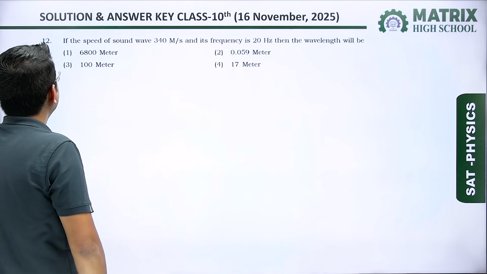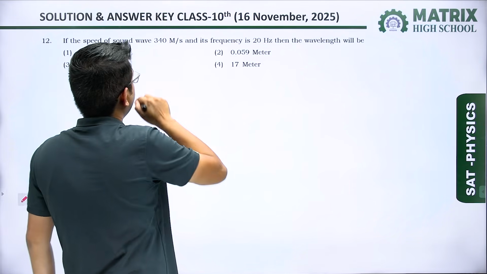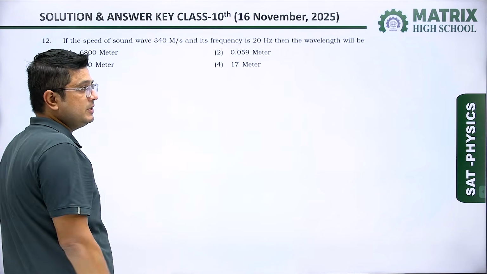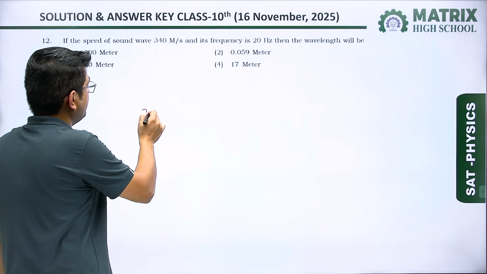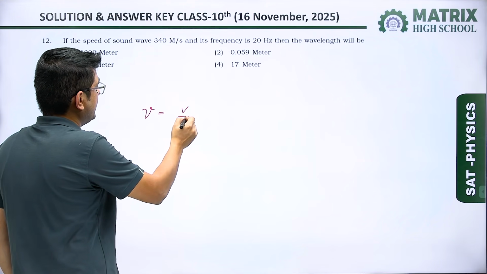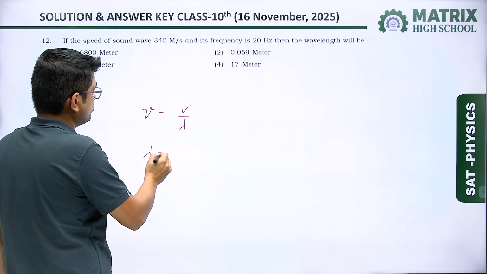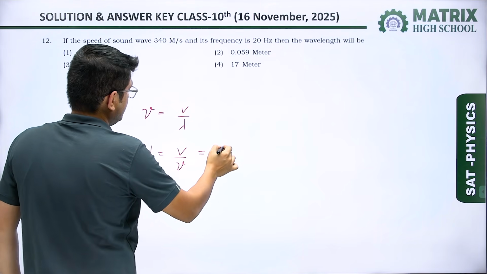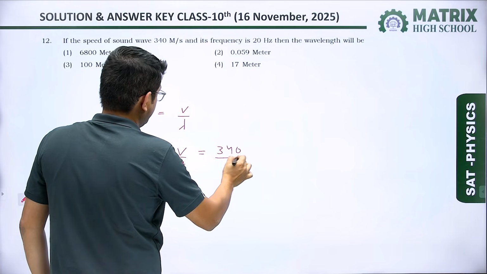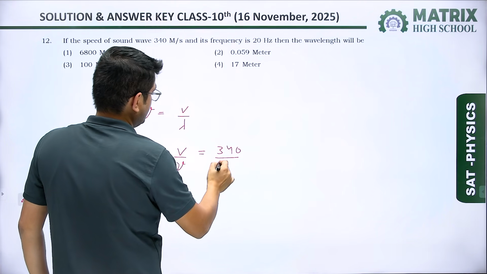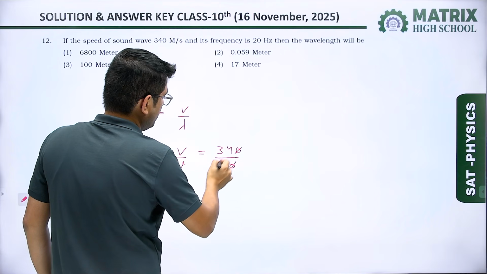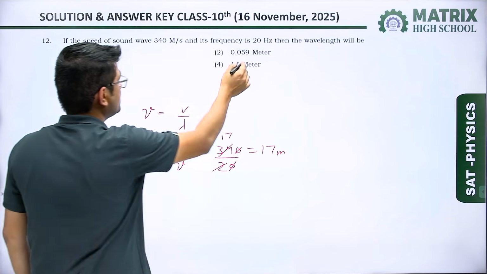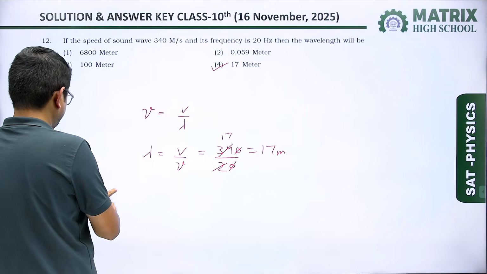Question number 12. If the speed of sound is 340 meter per second and the frequency is 20 hertz, then the wavelength will be, as we know that the relation between frequency, wavelength and speed is given by frequency equals speed divided by wavelength. So wavelength equals speed divided by frequency. Speed is given 340 and the frequency is given 20. On solving this we get the answer 17 meters. So option 4 is our correct answer.